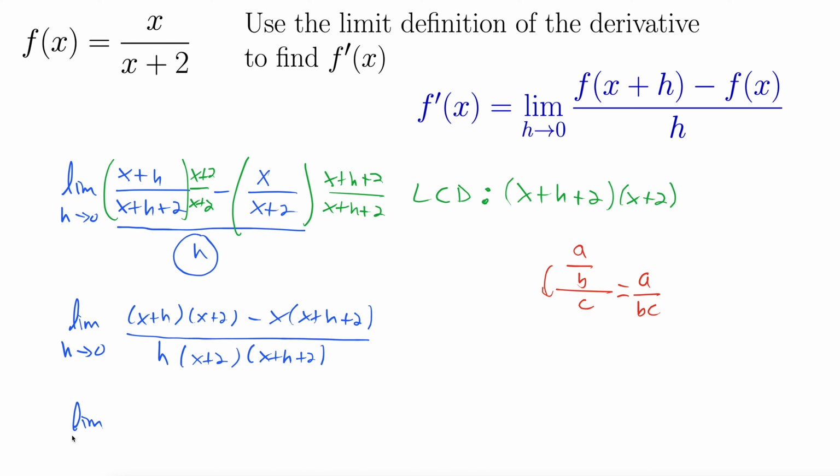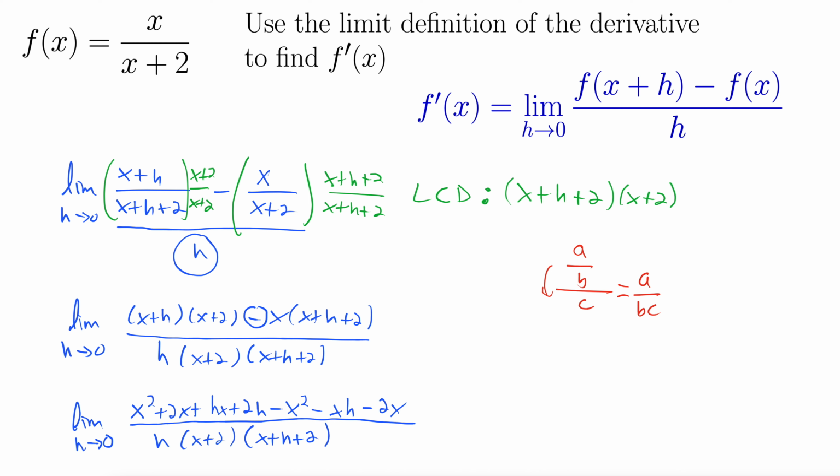Okay, so let's clean up that numerator a little bit here. We have the limit as, let's make that h, h goes to 0. H is the thing going to 0 here. Let's see, I'm just foiling here: x squared plus 2x plus hx plus 2h minus, okay, so I'm going to make sure I bring this minus through to all these terms, minus x squared minus xh minus 2x. All right, don't forget the denominator. I'm just going to copy the same denominator. H times x plus 2 times x plus h plus 2.